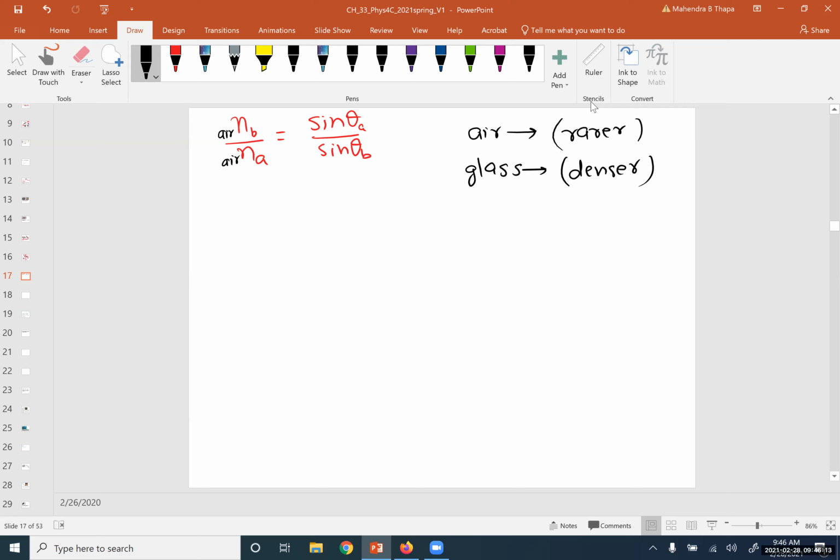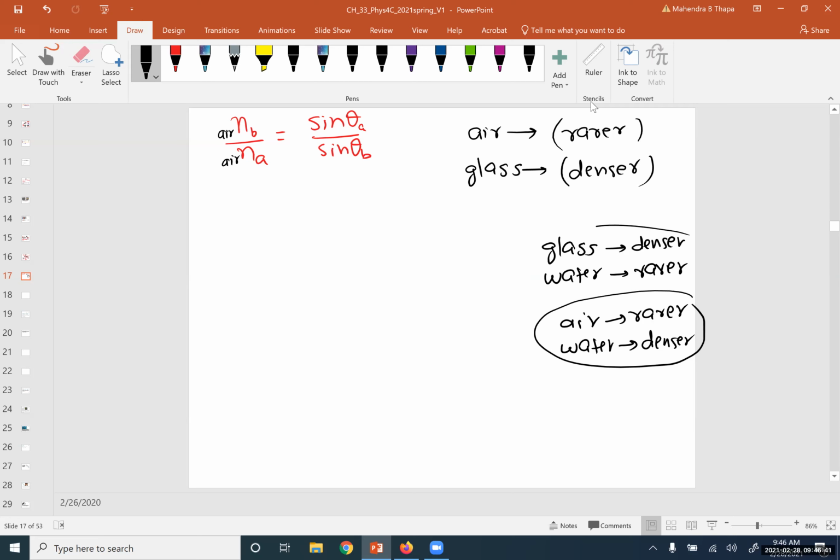But we have to compare with respect to what? If you consider glass and water, then glass will be the denser and water will be the rarer medium. If you consider air and water, air will be the rarer medium and water will be the denser medium. So rarer and denser medium depends on which pair of media we are taking.